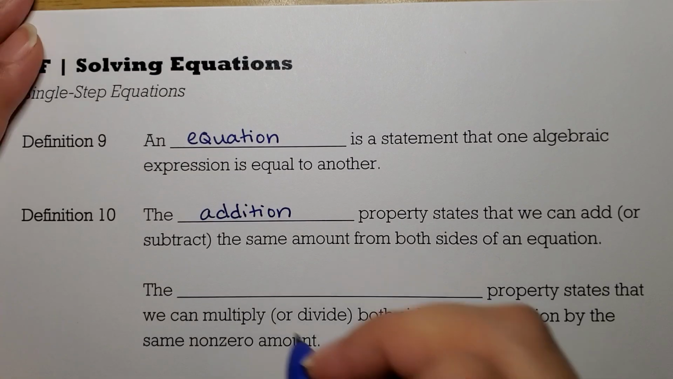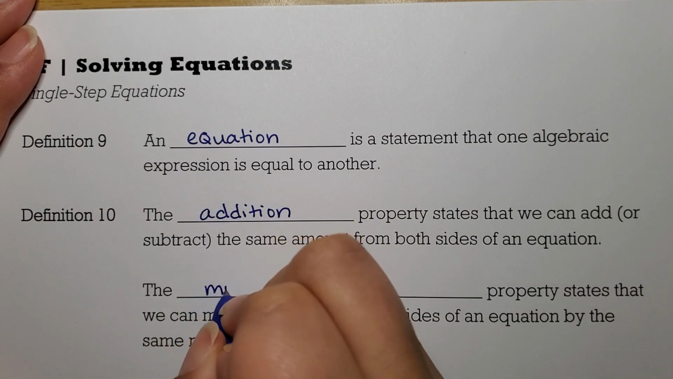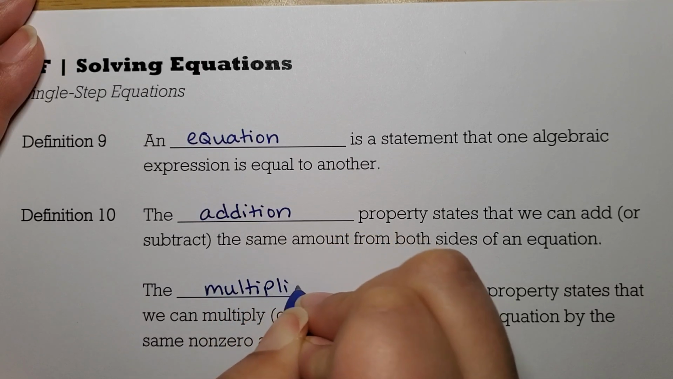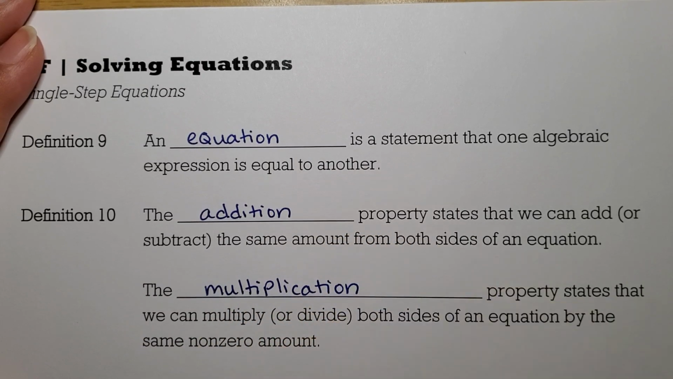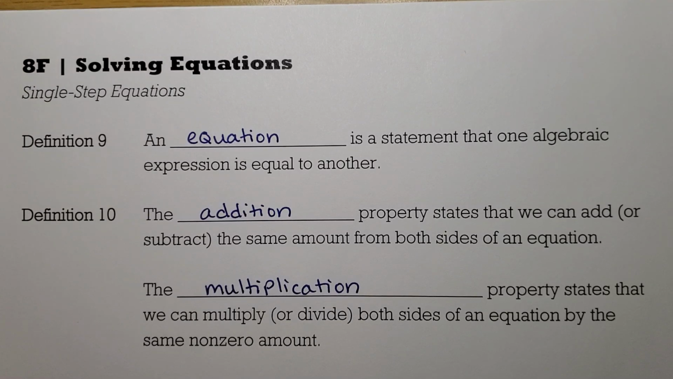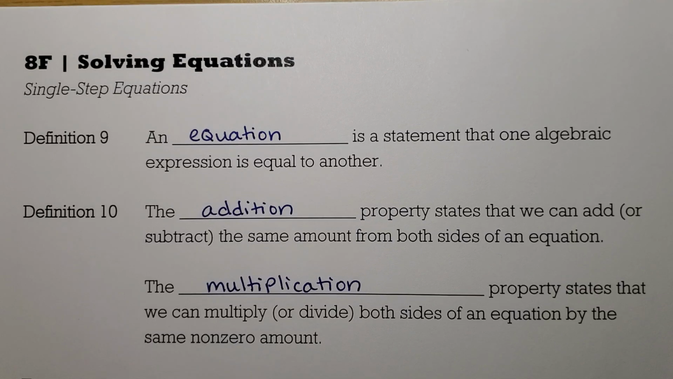So similarly, the multiplication property says that you can multiply or divide both sides of an equation by the same non-zero number. Now, for the multiplication property, we're going to specify non-zero because one, you can't divide by 0, and two, if you multiply by 0, you're basically erasing all information because anything times 0 is 0. So multiplying by 0 is not going to be helpful for us.